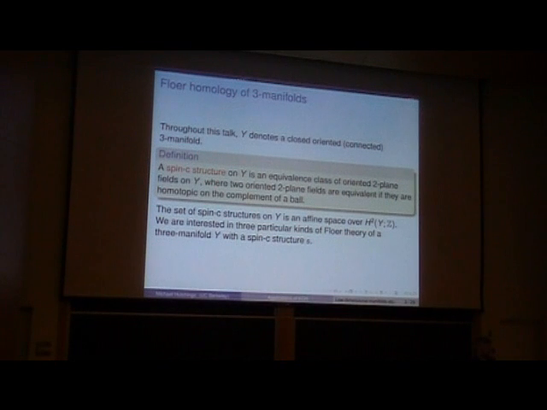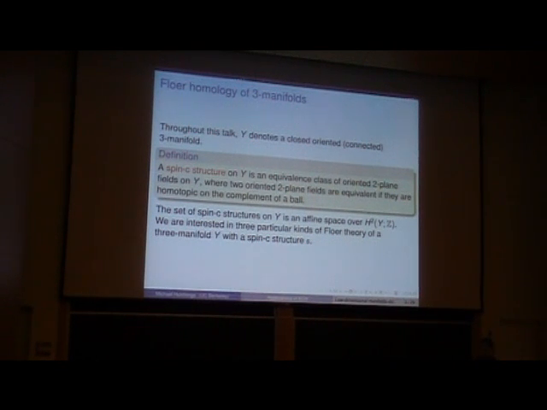So we're interested in Floer homologies of 3-manifolds, and most of these Floer homologies depend not only on the 3-manifold, but also on the choice of spin-c structure on the 3-manifold. For the purposes of this talk, let's regard a spin-c structure as an oriented 2-plane field, modulo equivalence, where two oriented 2-plane fields are equivalent if they're homotopic on the 3-manifold minus a ball. And if you have two oriented 2-plane fields, the obstruction to defining such a homotopy is an element of the second homology with Z coefficients. So instead of spin-c structures, it's an affine space over H_2 with Z coefficients.